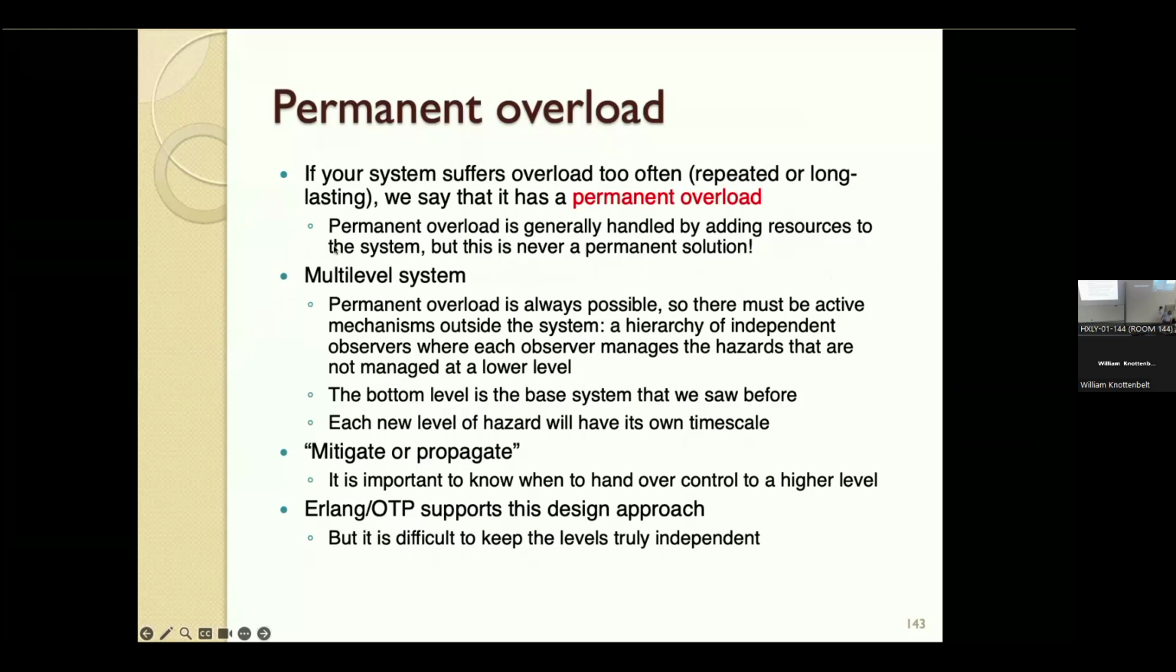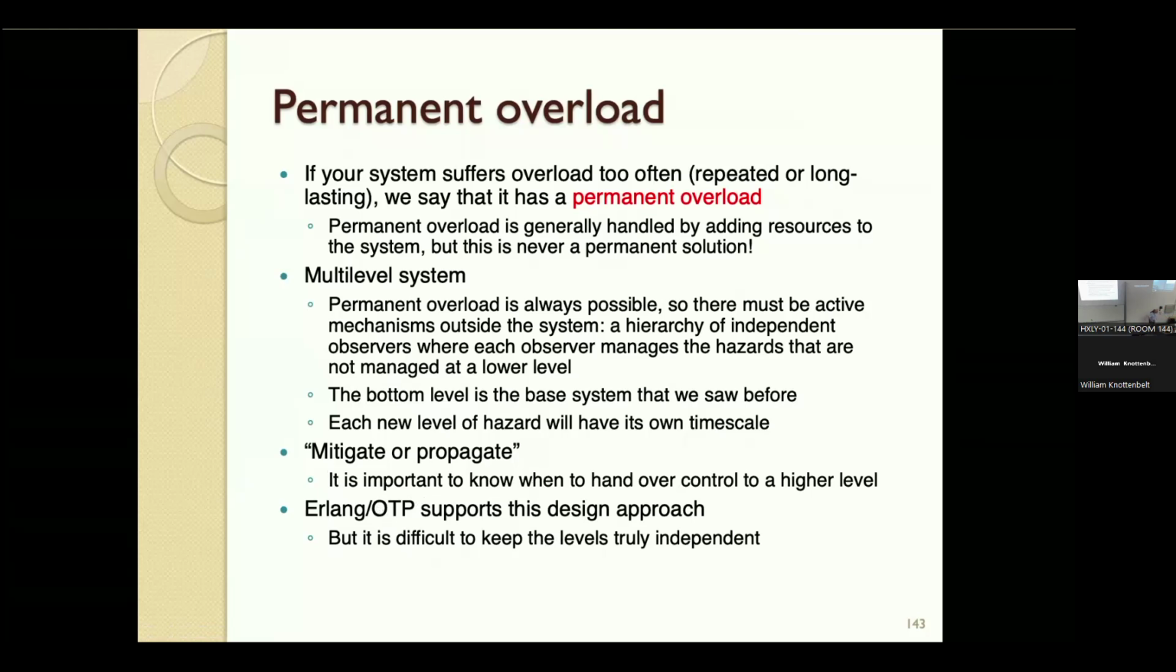So the solution is the following. Because a permanent overload is always possible, you need some mechanism that's outside the system, that can observe the system and take the required action. The bottom level is the base system that we saw before. Each new level on top, and you might need more than one, handles things on its own time scale. There's a principle called mitigate or propagate, which means whenever you're at a particular level and there's a problem, you always have the decision: do I handle it here or do I pass it up to the next level? You have to be very willing to pass it to the higher level.